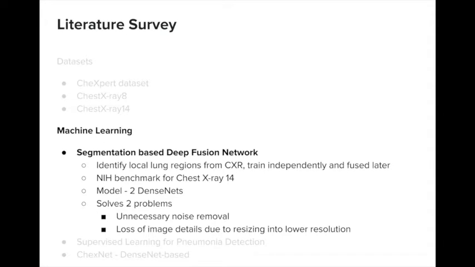The segmentation-based deep fusion network is an interesting paper that talks about how to identify local lung regions from chest X-rays, train them independently, and then fuse them later. As a result, they use two DenseNets, one for independent training and the second for fusing it later. The dataset used is the NIH benchmark for Chest X-ray 14, and it tried to solve two main problems. The first was unnecessary noise removal, and the second was to ensure that image loss is prevented due to lower resolution resizing.